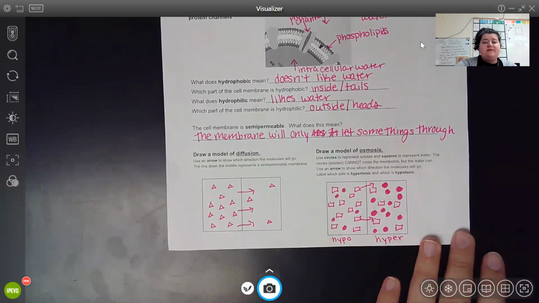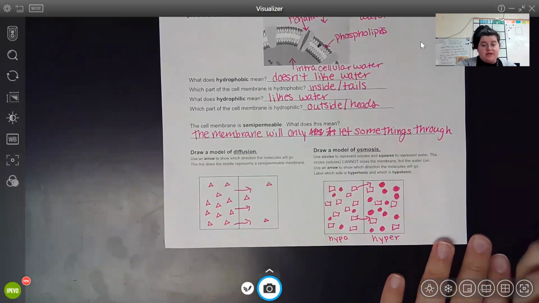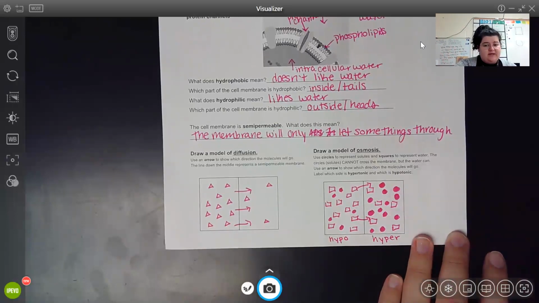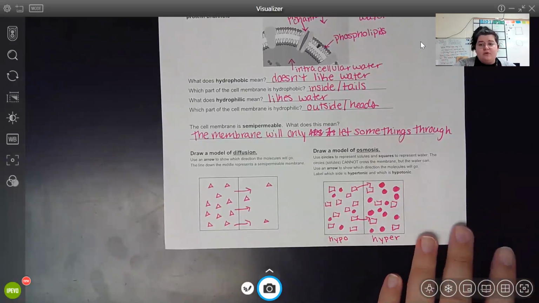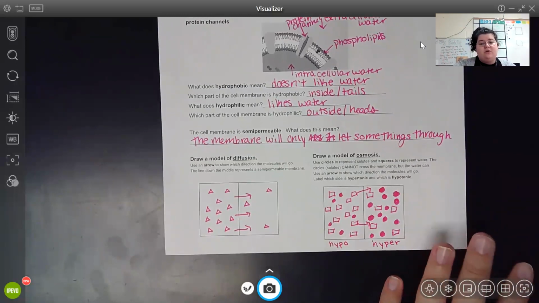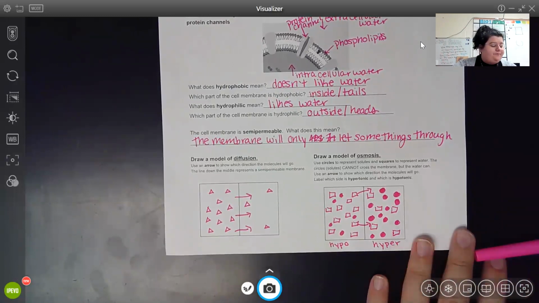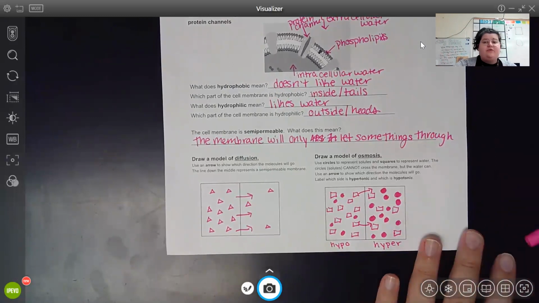And then to figure out which one is hypotonic and which one is hypertonic, you want to look at the concentration of the solute. So whichever one has more solute in it is going to be hypertonic. Another way you can remember it is that water is just always going to move from hypotonic to hypertonic. So those are 2 different ways to look at it.